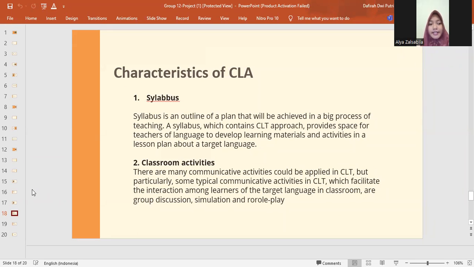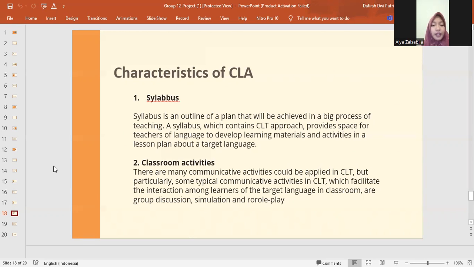There are some characteristics of CLT in the language teaching classroom. They are syllabus, classroom activity, materials and tasks, and roles of teacher and student. The first one is syllabus. A syllabus is an outline of a plan that will be achieved in a big process of teaching. A syllabus which contains the CLT approach provides space for the language teacher to develop learning materials and activities in a lesson plan about the target language.